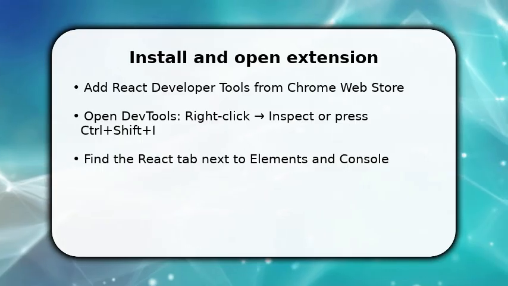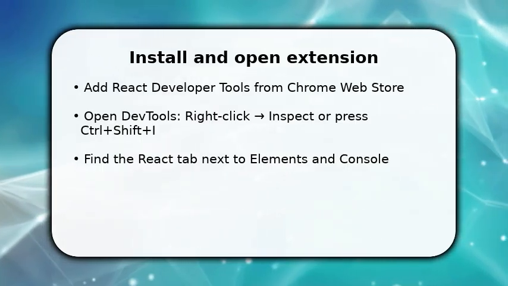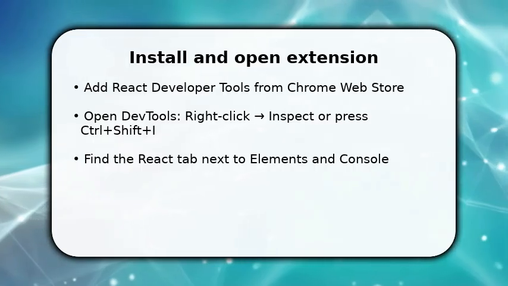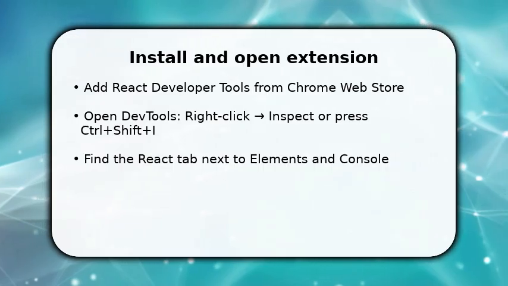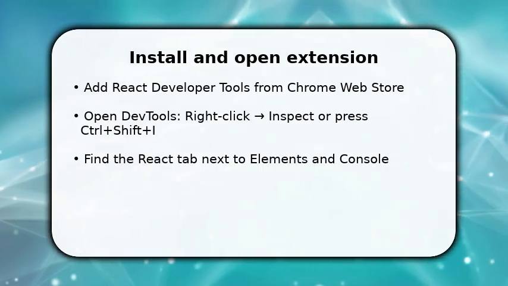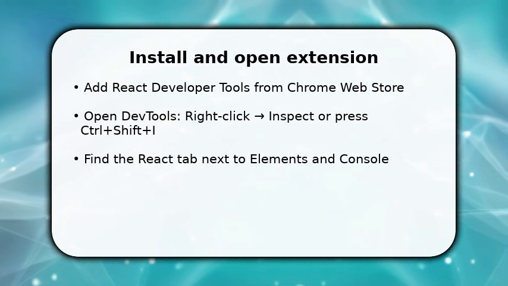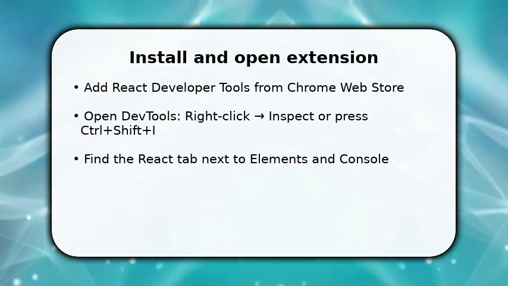Then click the React tab, which appears beside Elements and Console, so you can access component trees. You need to ensure the extension is enabled for the page. Otherwise, the tab may be missing. This step gets the inspector ready, so you can interact with components directly.